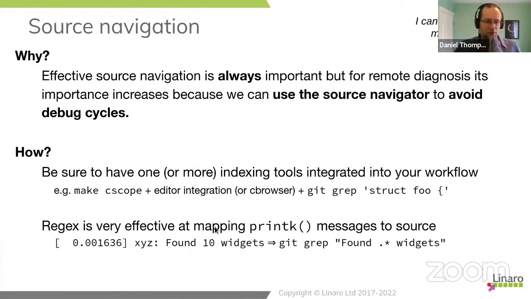The other aspect of effective source navigation is to be able to map printk messages back to source. When you see a printk message in the log that you've got back from your customer, and you're not 100% sure what it does or where the code comes from, you need to be able to map it back to find the actual source where it is, find out what the arguments are, find out other printks nearby, so that you can reason about which paths have been taken through the code.